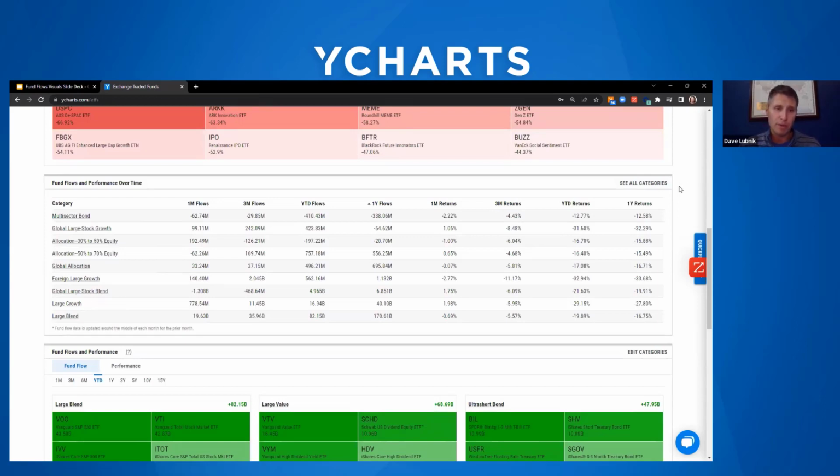Remember, all that fund flow information is being updated monthly. Performance is all updated daily. So it's really great information at your fingertips. Hard to beat that accessibility there.